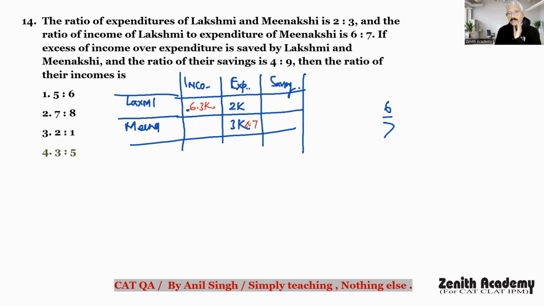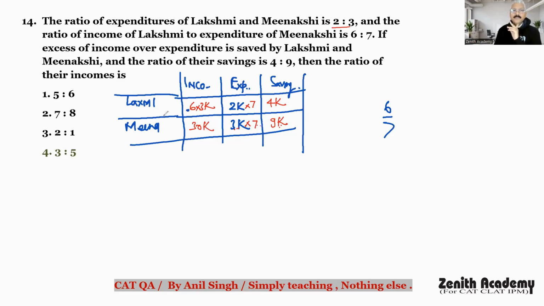And here you multiply it by 7. So here also multiply it by 7 because ratio must be 2 is to 3. And now it is 18K, it is 14K, it is 21K. So saving will be 4K. By the way, saving ratio is given 4 is to 9. So if it is 4K, this is going to be 9K. So here saving is 9K, expenditure is 21K. So income is 9K plus 21K, which is 30K.